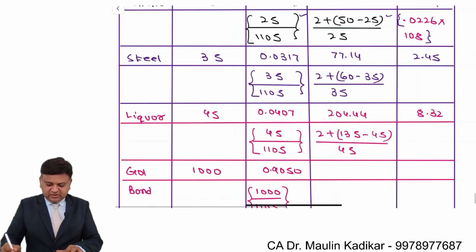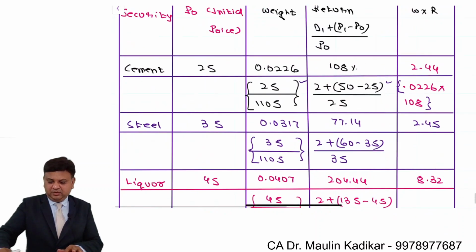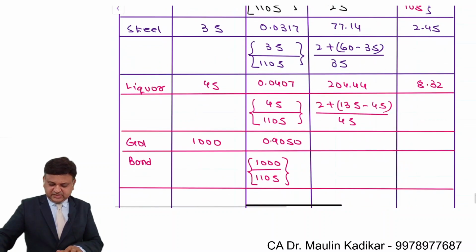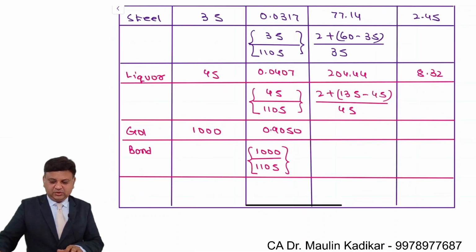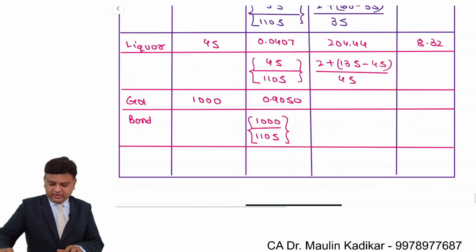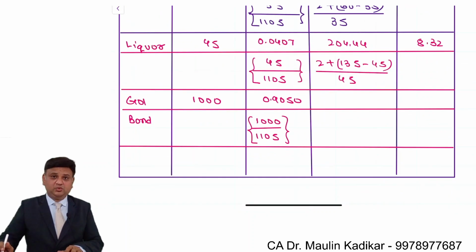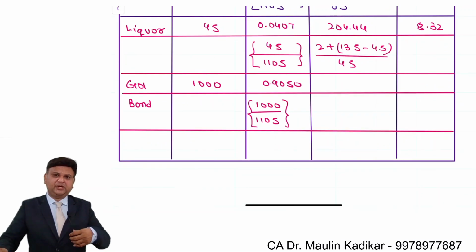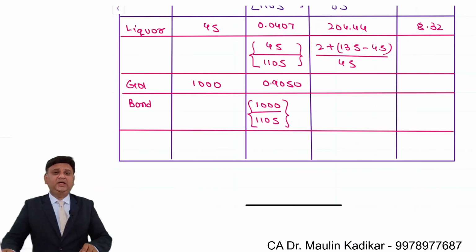Dear students, we just have to make sure that the total is 1. So over here 0.0226 plus 0.0317 plus 0.0407 plus 0.905. Yes, the total is 1, so there is no issue. Otherwise, due to some approximation, the total may not be 1. Then in that case, the last weight is required to be adjusted and it will be kept as balance figure.